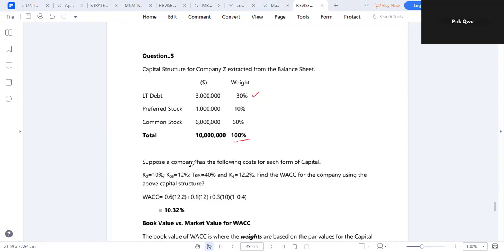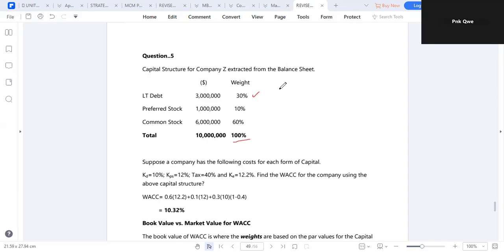Then you are told that suppose the company has the following costs. The cost of debt is 10%. The cost of preferred stock is 12%. The tax rate is 40%. And the cost of equity is 12.2%. What is the weighted average cost of capital?